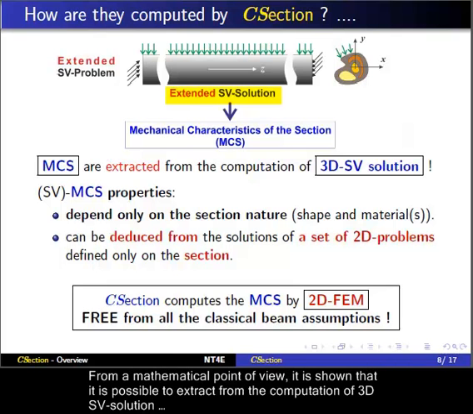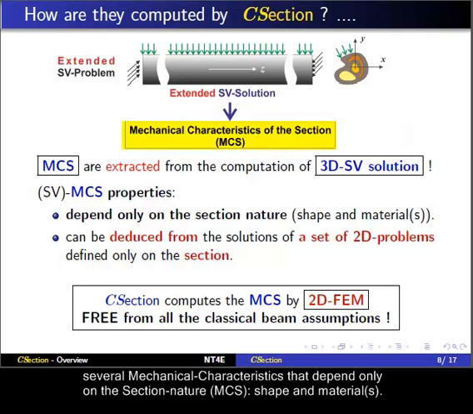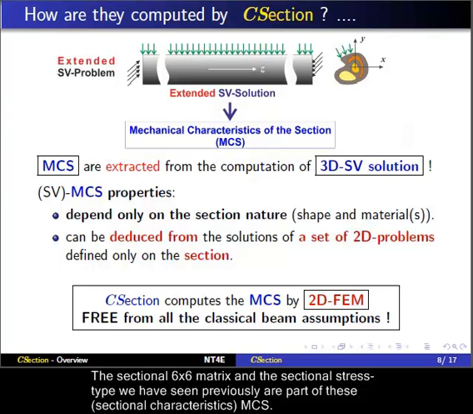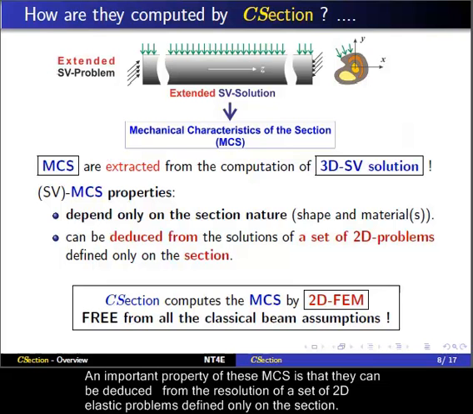From a mathematical point of view, it is shown that it is possible to extract from the computation of 3D Saint-Venant solution several mechanical characteristics that depend only on the section nature, shape and materials. The sectional 6x6 matrix and the sectional stress type we have seen previously are part of these sectional characteristics. An important property of these sectional characteristics is that they can be deduced from the resolution of a set of 2D elastic problems defined only on the section.